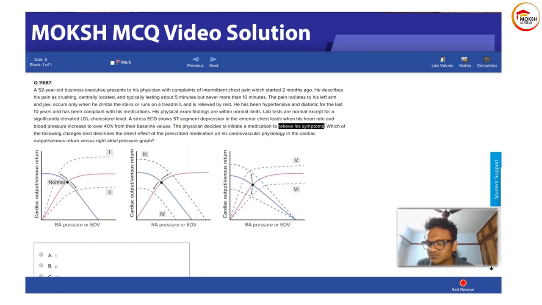Vasodilation of what? Arteries, veins, arterioles, venules, capillaries, what? Veins, right? So there is venodilation. Basically, there is pooling of blood in the peripheral circulation when venodilation occurs. That is the main mechanism.